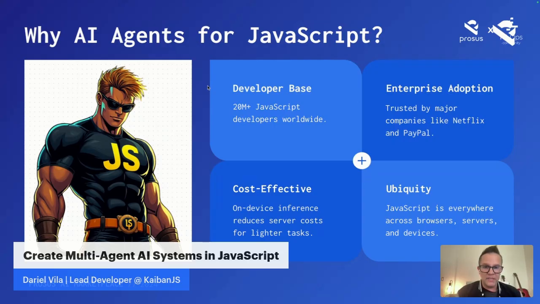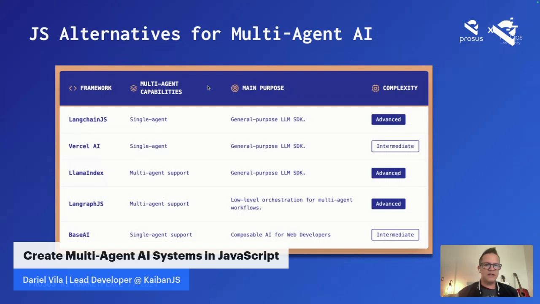Another cool property of JavaScript is ubiquity. You have JavaScript everywhere: in browsers, servers, IoT, and other devices. Those four properties make JavaScript a very good language to explore for creating agents. So here are some of the frameworks that you can use today to create multi-AI agents in JavaScript.